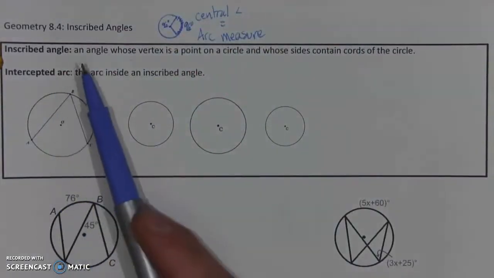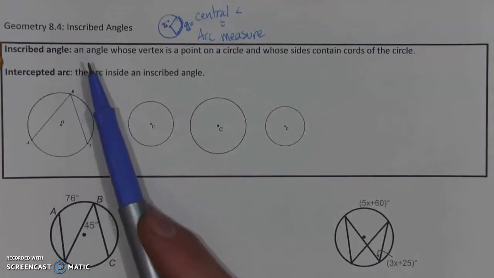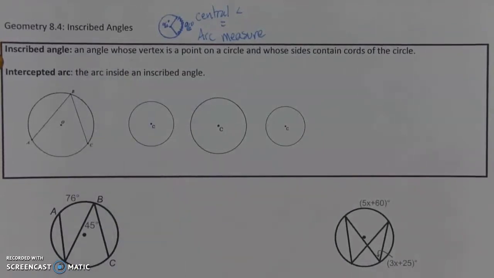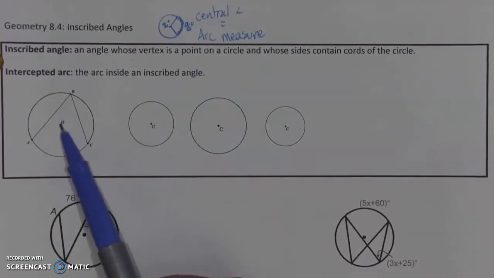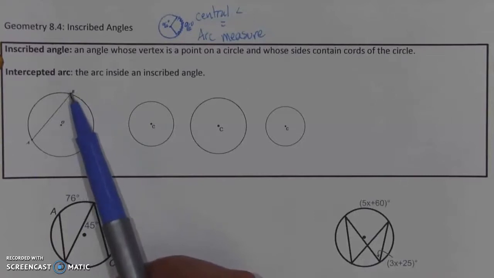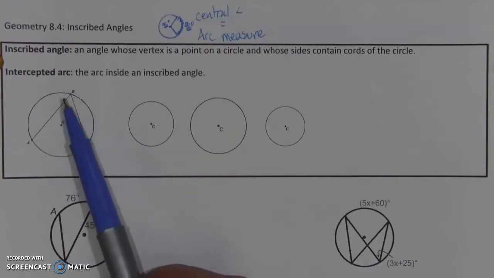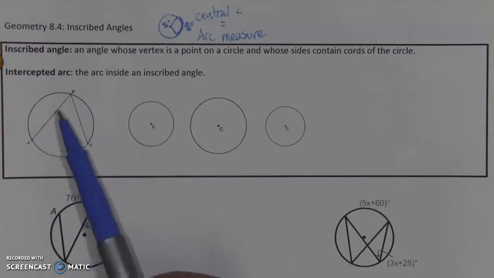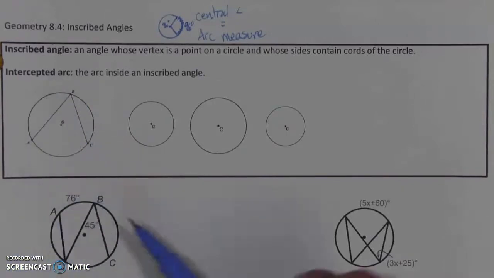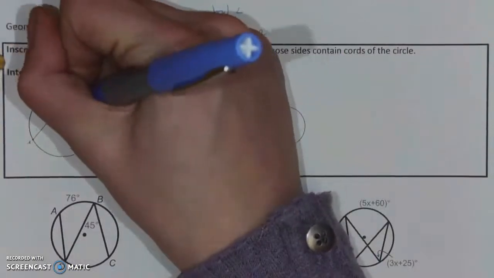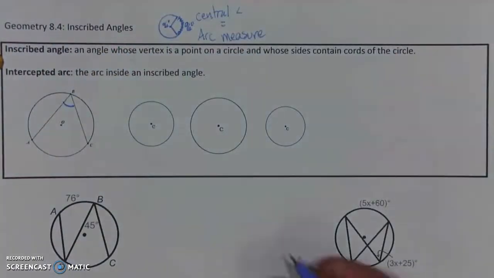When we're dealing with inscribed angles, we have a bit of a change. The inscribed angle is one whose vertex is not at the center of the circle here, but it moved to a point on the circle. And now you can see here that the angle itself then will have sides that are chords on this circle. So let's go ahead and mark that in. This is our inscribed angle.